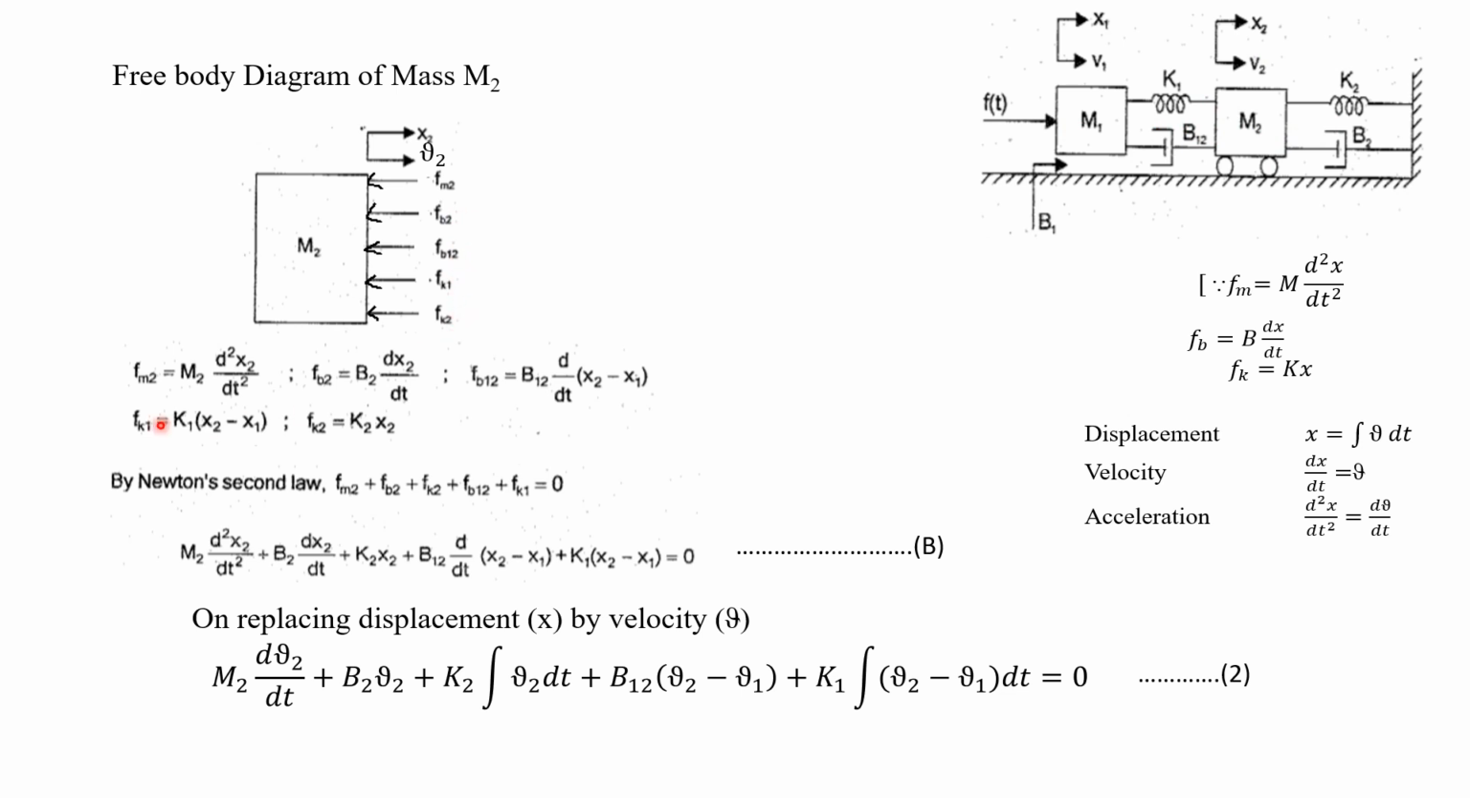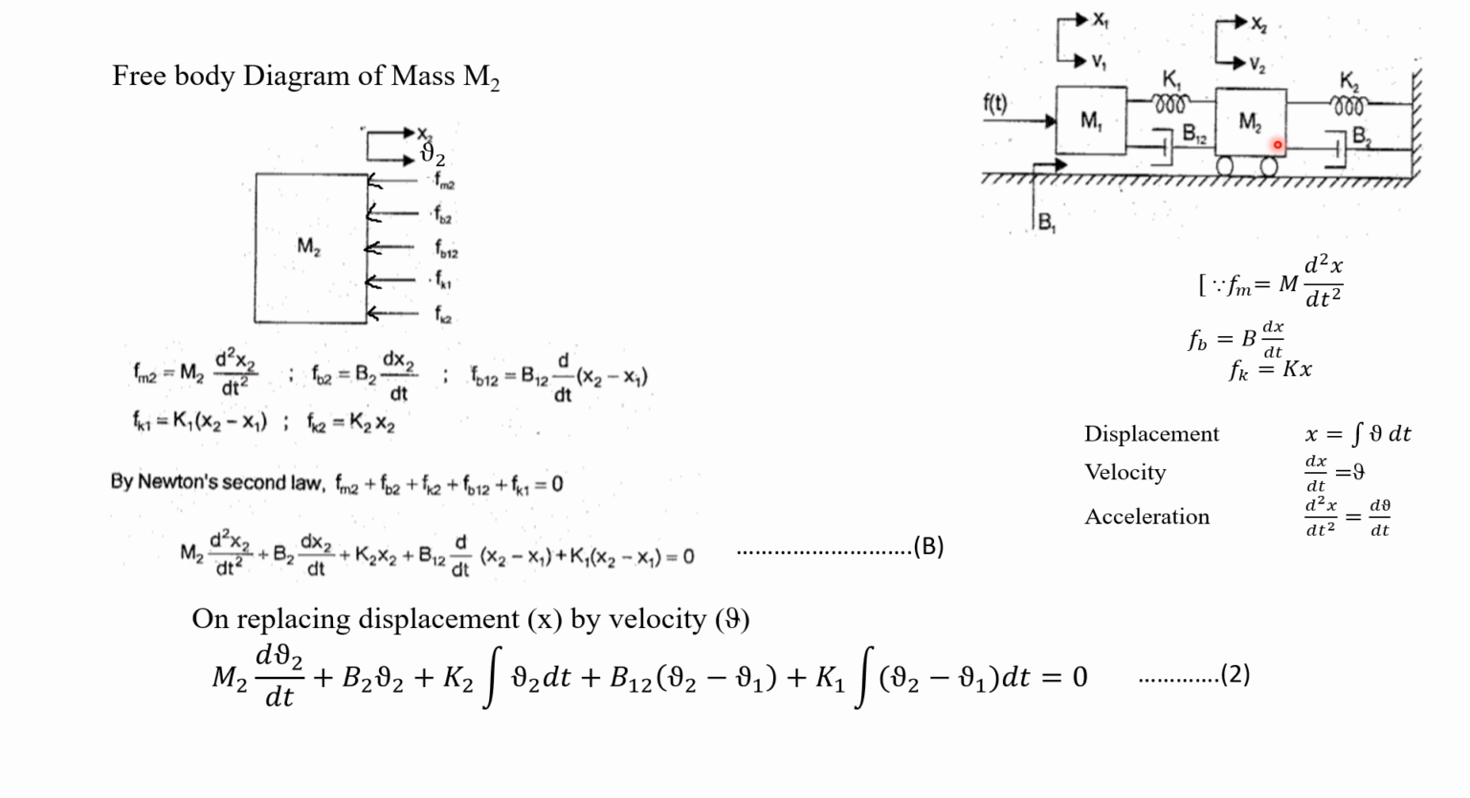Okay, so now we have to write the value of the opposing forces. What is Fm2? M2 into d square x2 divided by dt square. We know the formula for Fm2. See here, this is the formula for Fm: M into d square x by dt square. Based on this formula, here the displacement is x2, so we can write it as d square x2 by dt square. Okay, now Fb2. Before writing this Fb2, we have to see where this B2 is connected.